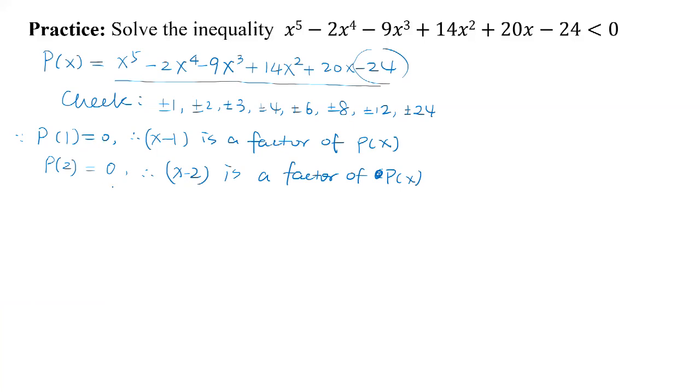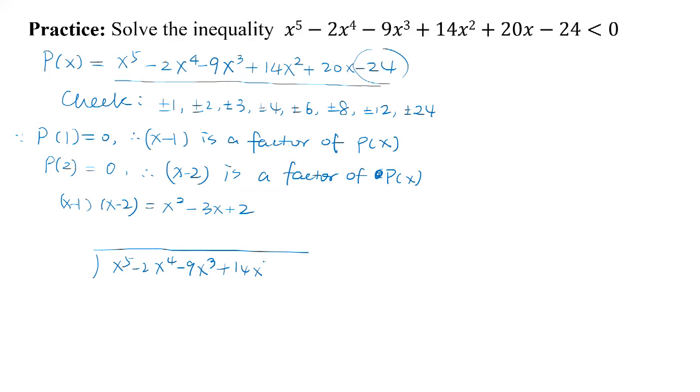Okay, so then we know that (x minus 1)(x minus 2) is a factor of p(x), which is x squared minus 3x plus 2, right? And this time we can use the long division like this to find the other one. Okay, first of all, we can put an x to the power of 3 here.